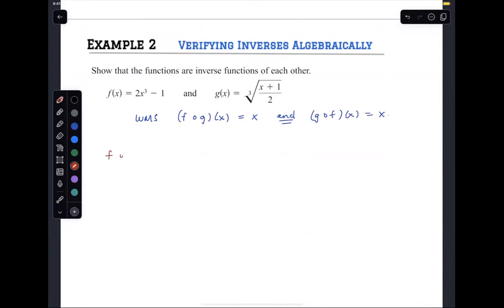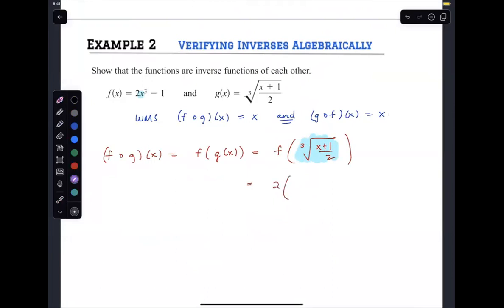So let's start with f. So that's going to be f of g of x, and g of x is the cube root of (x plus 1) over 2. So we're going to take this and plug it in for x in the f of x function. So this is going to be, it's 2x cubed, so 2 times, we're going to replace x with the cube root of (x plus 1) over 2, and then we're going to raise that to the third power, minus 1.